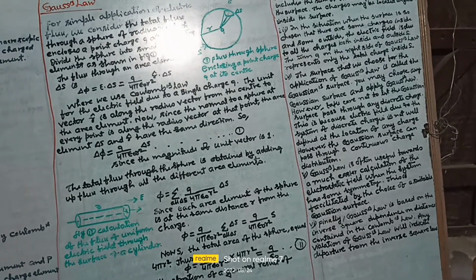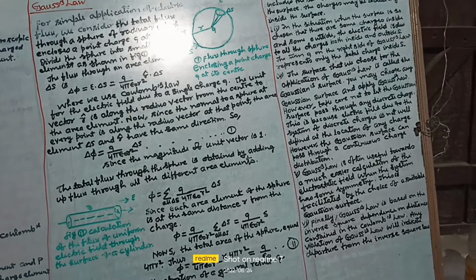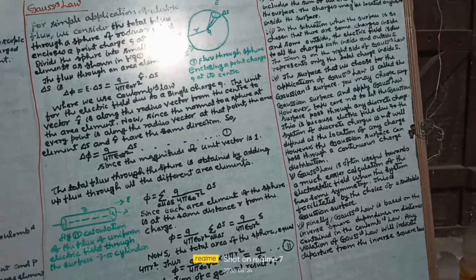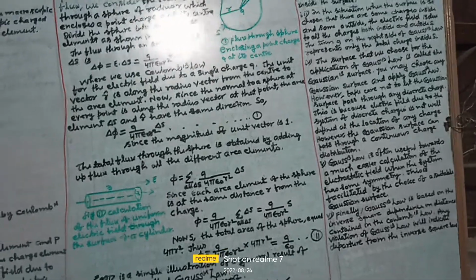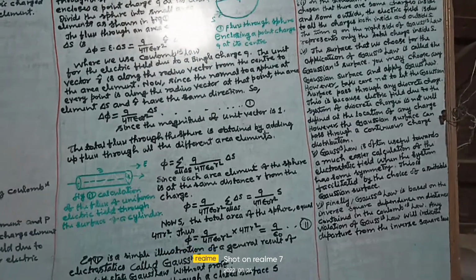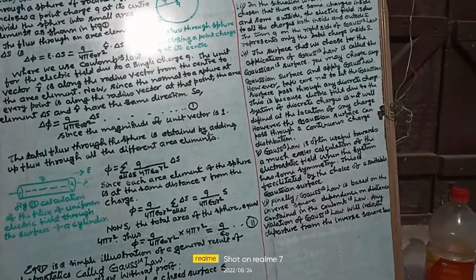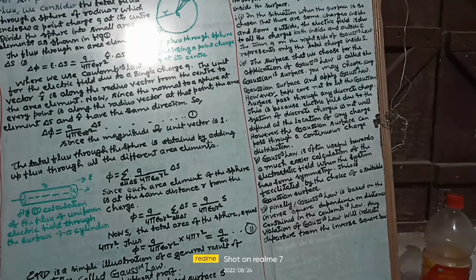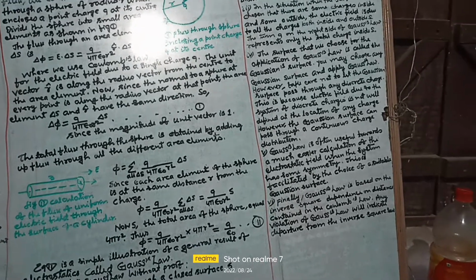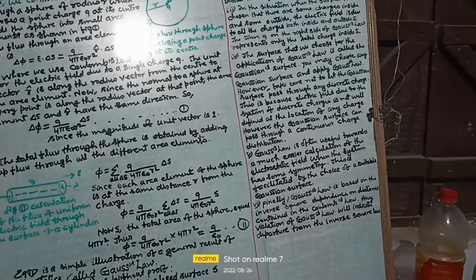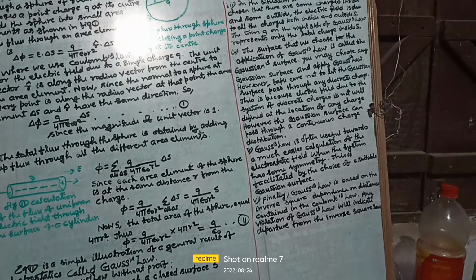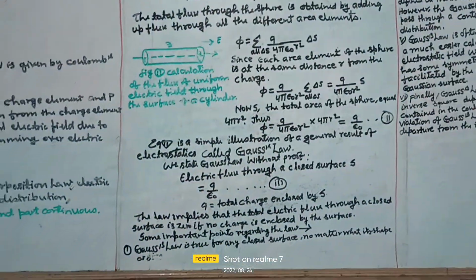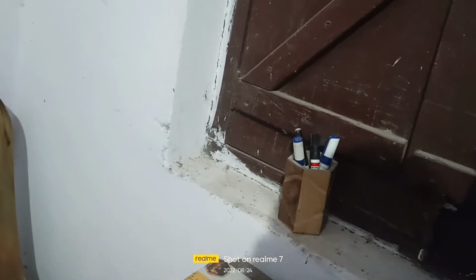We state Gauss law without proof. Electric flux through a closed surface S equals Q by epsilon naught, where Q is the total charge enclosed by S. The law implies that the total electric flux through a closed surface is zero if no charge is enclosed by the surface. Some important points regarding the law. Gauss law is true for any closed surface, no matter what its shape or size.